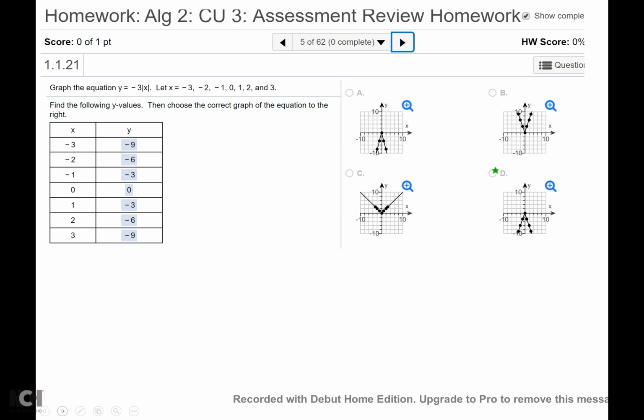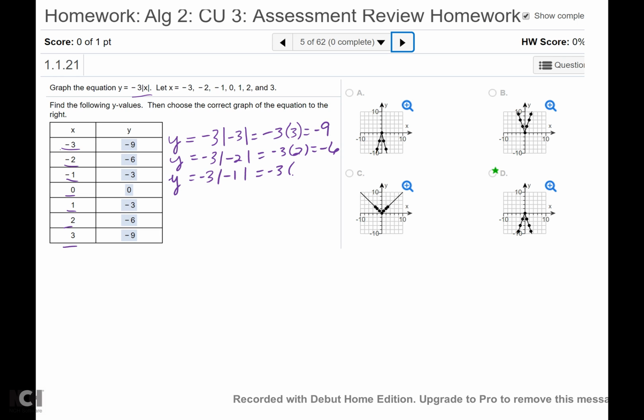Okay, this one is the same thing, but now our function is absolute value. So again, to find the y's, you substitute these x's in. So I have y equals negative 3 times the absolute value of negative 3, which would be negative 3 times 3, which would be negative 9. Y equals negative 3 times the absolute value of negative 2 would be negative 3 times 2, negative 6. Y equals negative 3 times the absolute value of negative 1 would be negative 3 times 1, which would be negative 3.